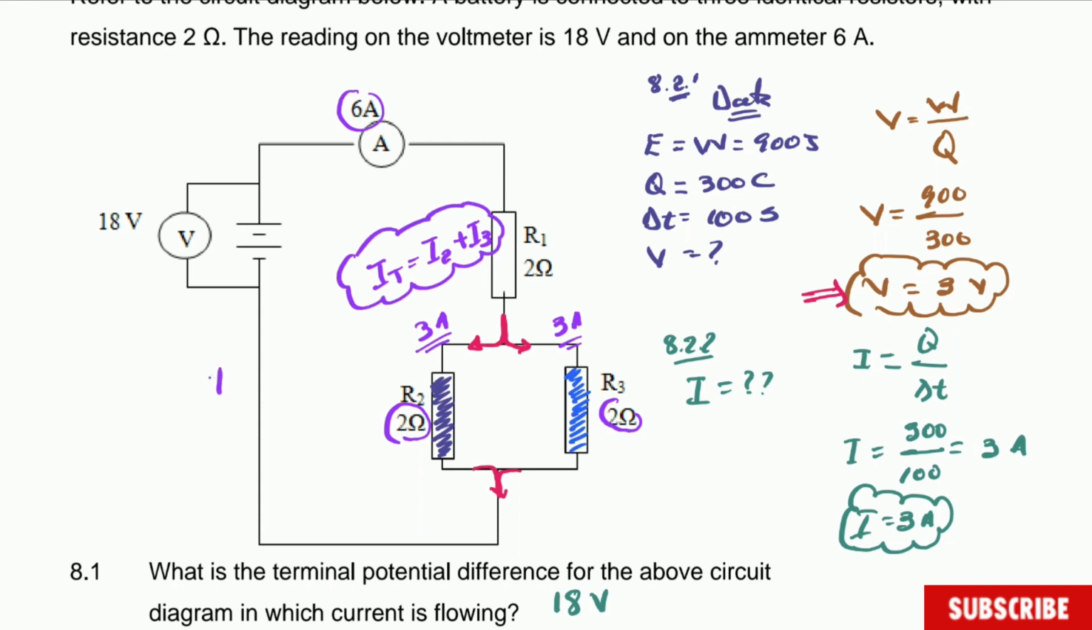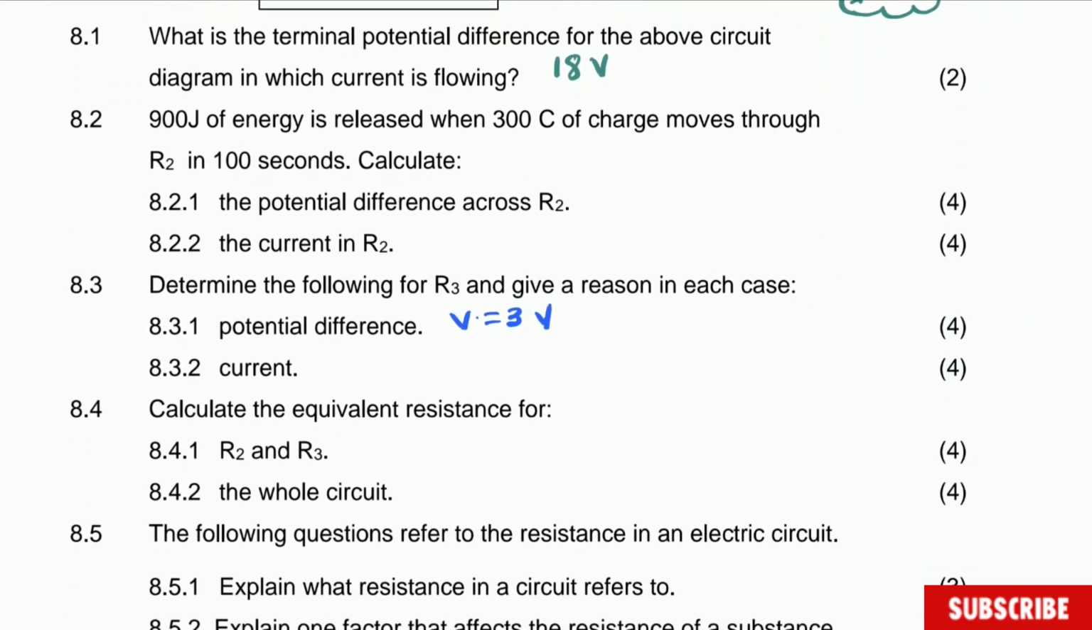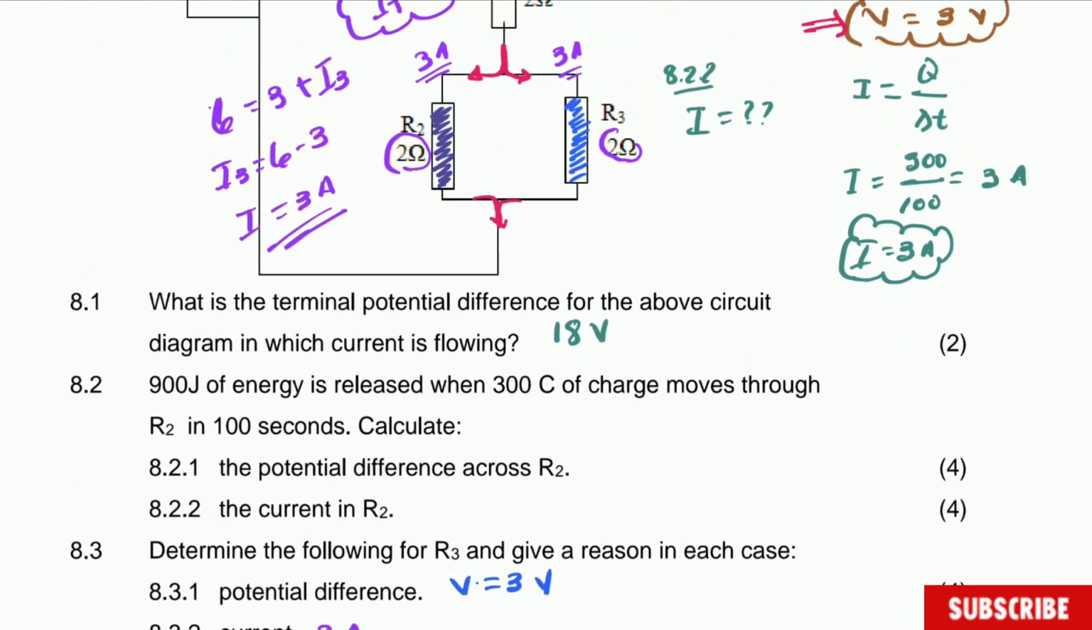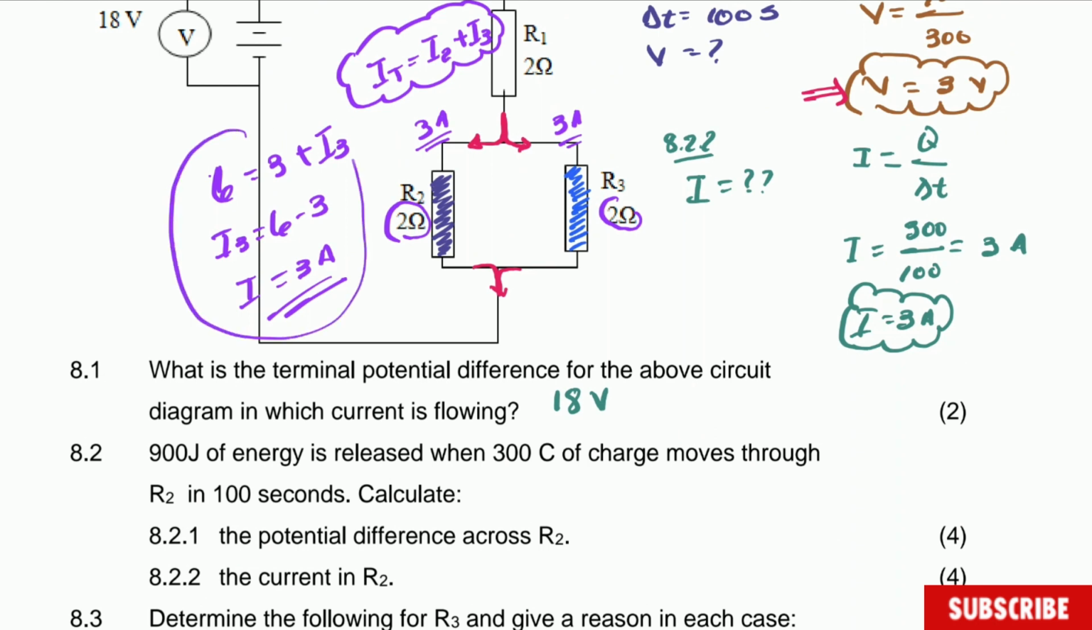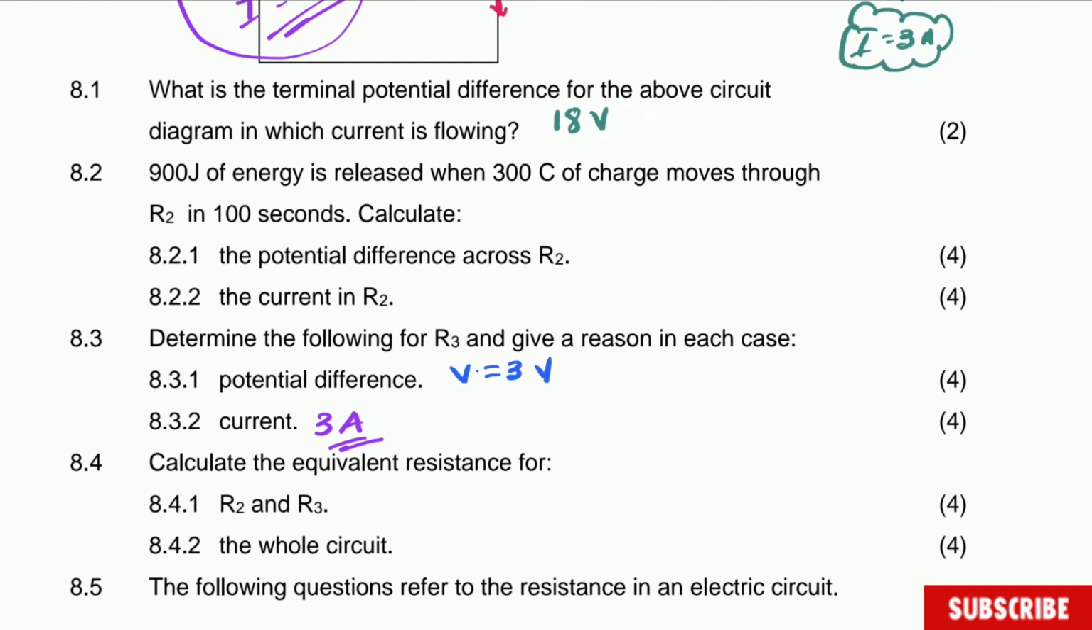Therefore, the total current, which is going to be 6, is going to be equal to 3 plus the current in the resistor 3, and guys, this one is equal to 6 minus 3. So current is equal to 3 amperes. This is not needed because the resistors are the same. That is why if you come here to the question, they say determine the following. Okay, that is the current, which is equal to 3 amperes. So that is quite simple, guys. This is how to determine the current. The potential difference, not much to do because they are in parallel. But that is question 8.4.